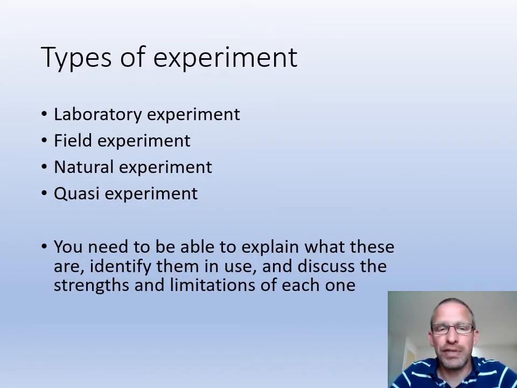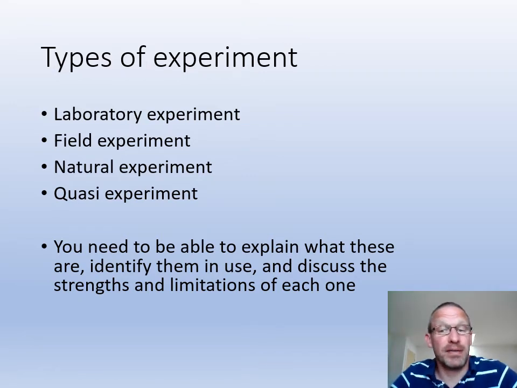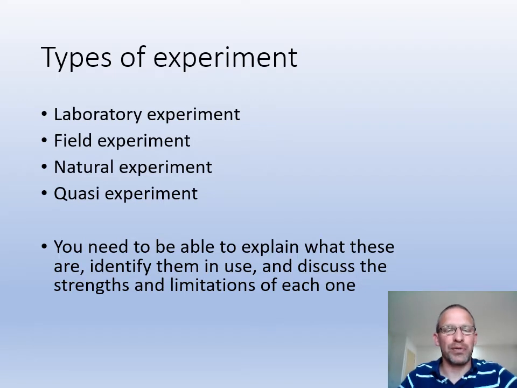So you need to know 4 types: lab, field, natural, quasi. You need to know what they involve. You need to be able to describe them, the key features. You need to be able to see the difference between them. You need to be able to look at a scenario, an outline, and say, oh yeah, that's a field experiment. And you do need to know the pros and cons of each one as well. You're never going to do hugely extended writing in research methods, but at the bare minimum, you need to have a good strength and limitation of everything that we talk about.